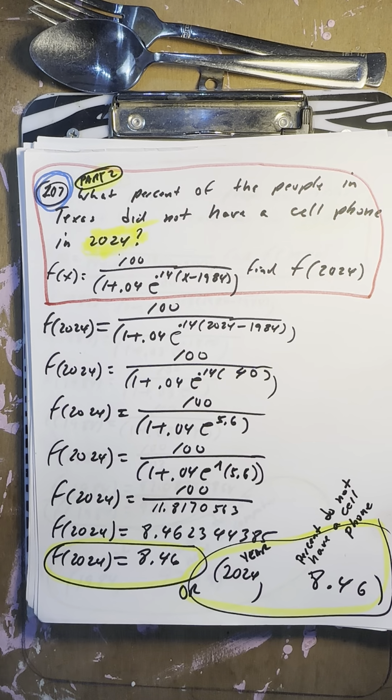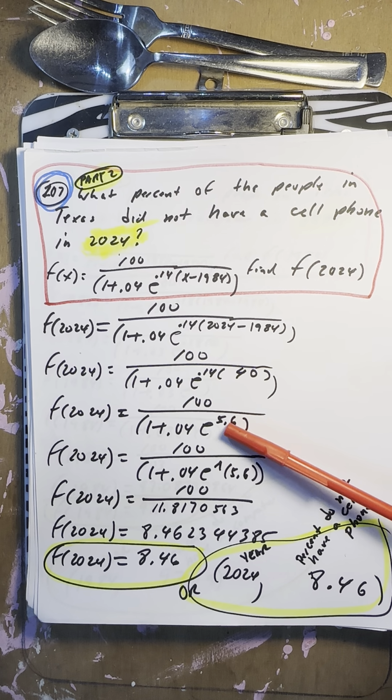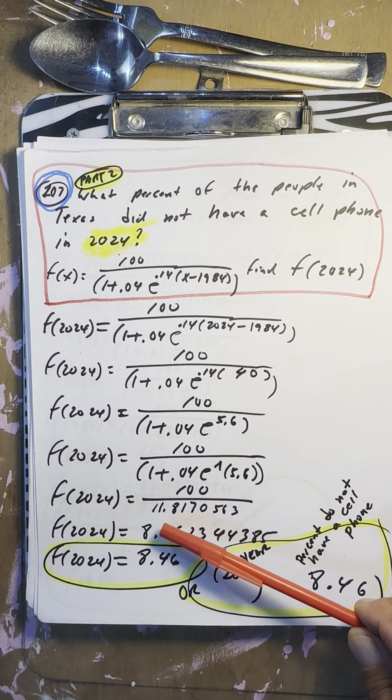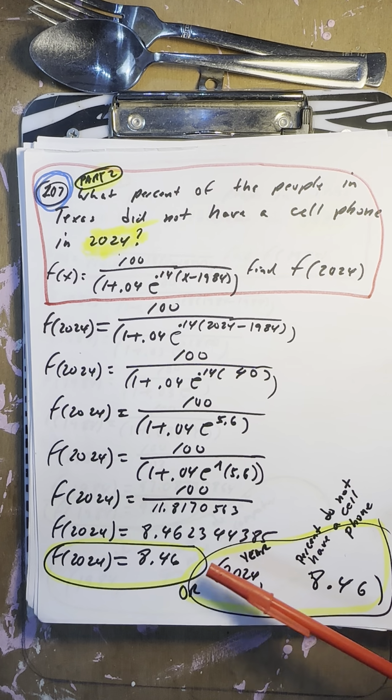Okay, now, what happened in 2024? Now, yay. What percent of people in Texas did not have a cell phone in 2024? Put it in there, 2024 in there. It's going to be 40 times that is this. Now, I'm going to do all this on my calculator, of course. So I'm going to get this number by this. So now I have 8 point this, so 8.46.